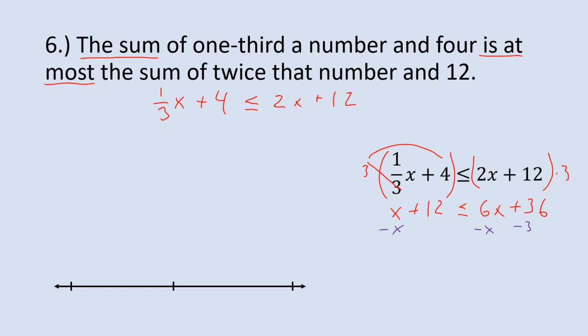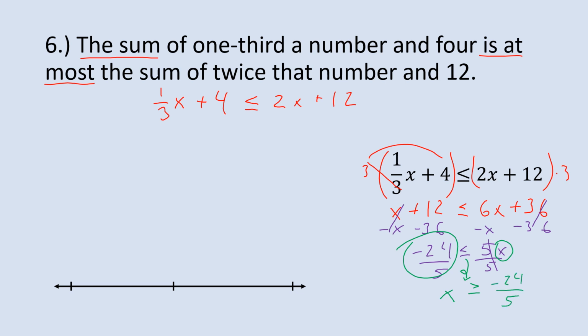All right, move everything over. That's gone, that's gone. So negative 24 on this side, less than or equal to 5x. Fractions again. And I always like to switch this the other way, so x is on this side, the number is on this side. I'm going to flip it. Make sure you flip the sign also. x is greater than or equal to negative 24 fifths.